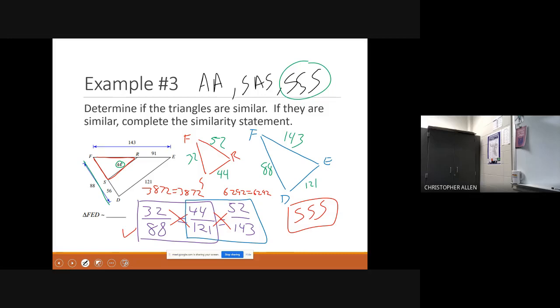Now, would you go ahead and finish off this statement right here for me? I haven't done that part. Triangle FED is similar to triangle, and do that last piece there, and then we'll move on. I think I'm going to skip the proof. See if I have time to come back to the proof.